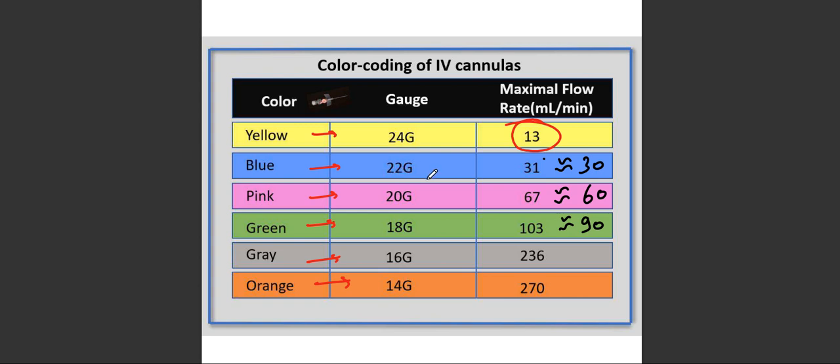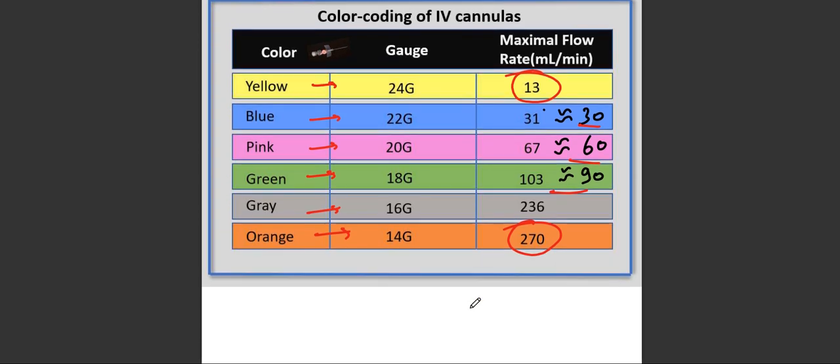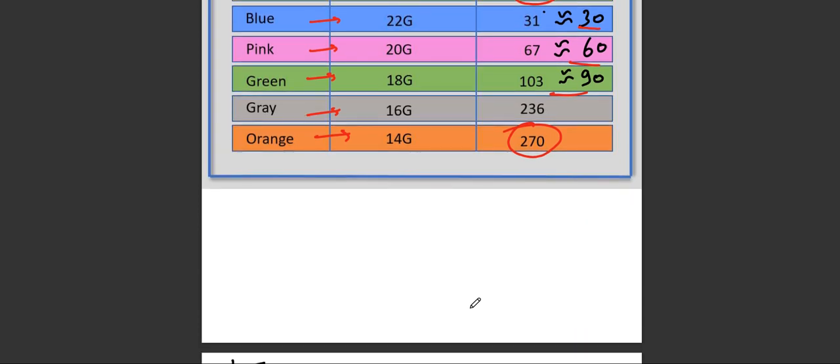And as you go up, approximately remember that 30 is the table, that is 30, 60 and 90. For the blue cannula it is 30 milliliter per minute, for the pink it is 60 milliliter per minute, and green is 90 per minute, and the highest is the orange which represents 270. You can remember approximately the values of the 30 table. First there is 13, then 30, 60, 90. It will be solved. Then these are the color coding mnemonics for the IV cannula.